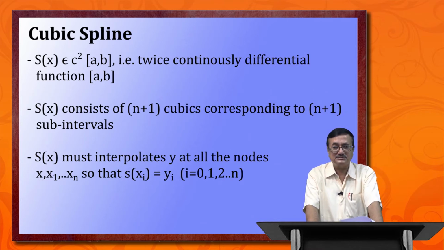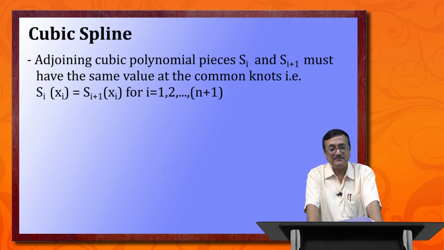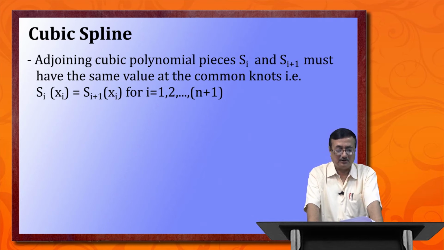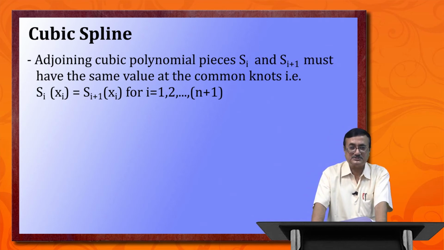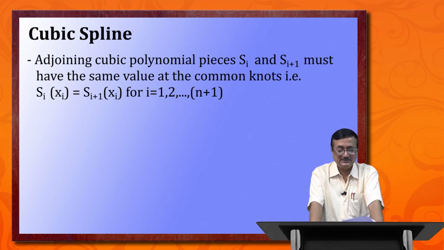The second condition is adjoining cubic polynomial pieces Si and Si+1 must have the same value at the common knots. Knots means the nodal points, that is xi, that is Si(x) at x is equal to xi should be equal to Si+1(x) at x is equal to xi for i is equal to 1, 2 up to n-1, that is the internal nodal points. We have thus another n-1 conditions.